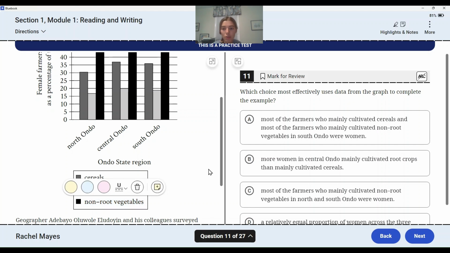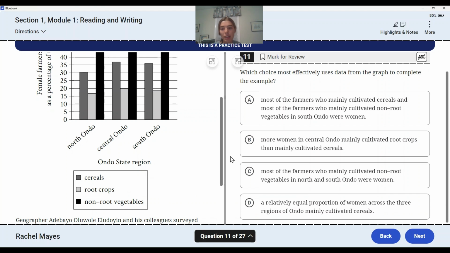It says most of the farmers who mainly cultivated cereals and most of the farmers who mainly cultivated non-root vegetables in South Ondo are women. Well, that doesn't line up because it says cereals. It doesn't just say non-root vegetables. So move on. More women in Central Ondo mainly cultivated root crops than mainly cultivated cereals.